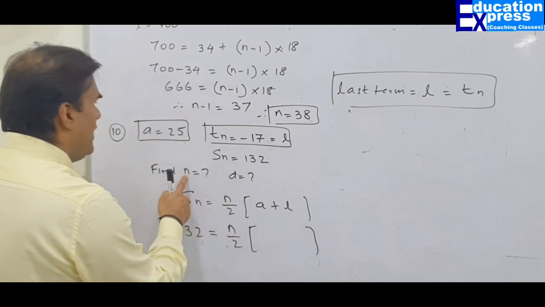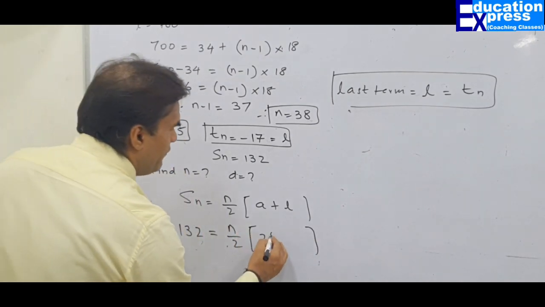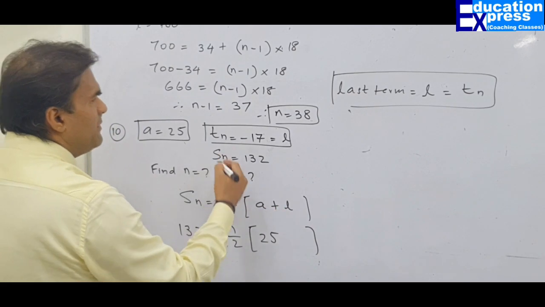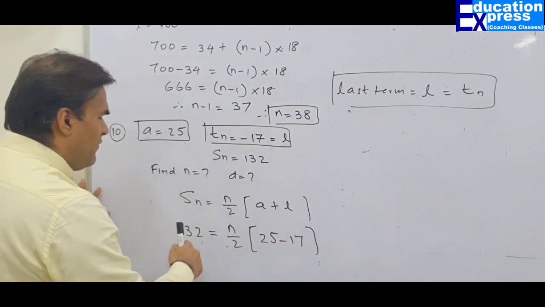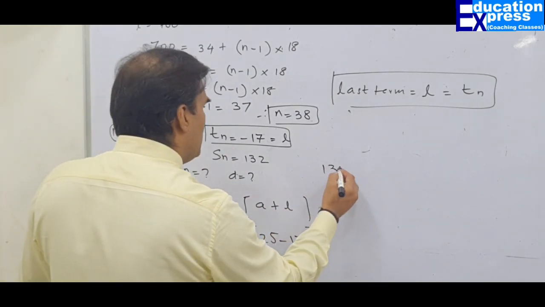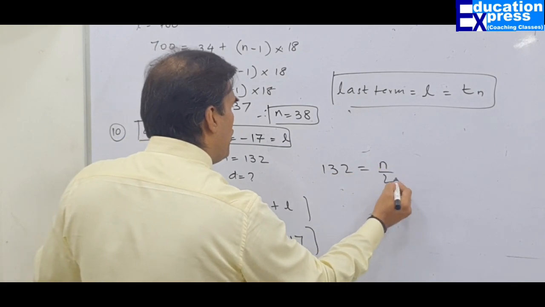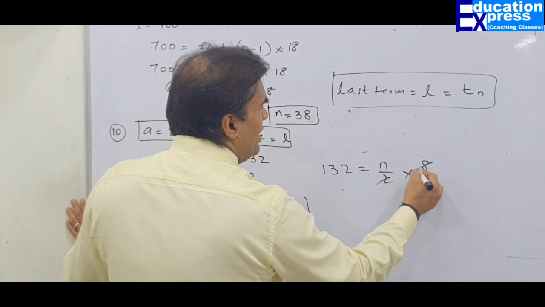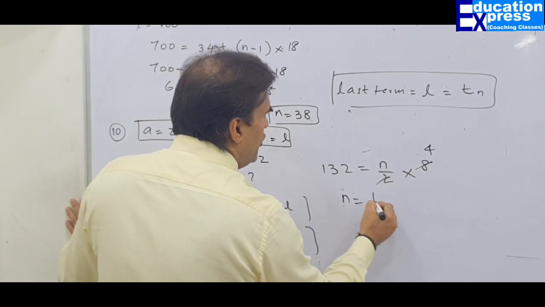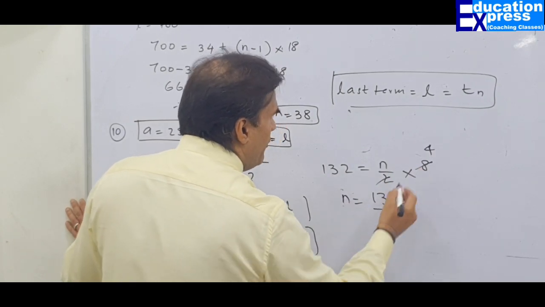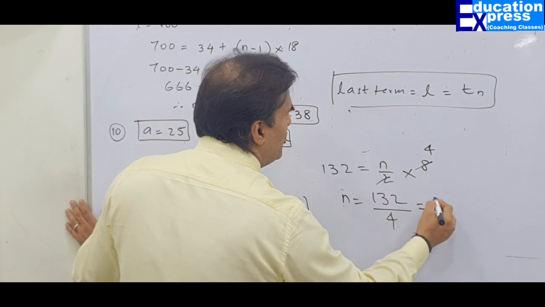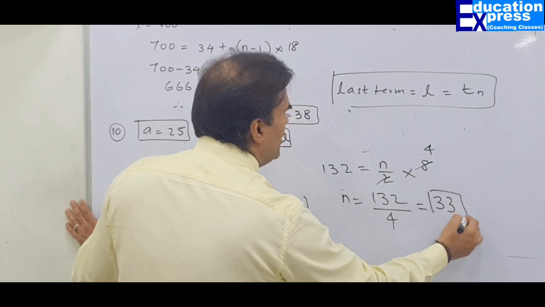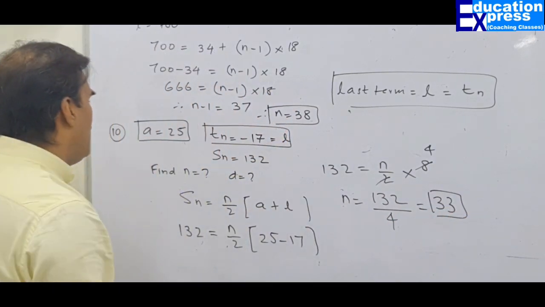So value of A is 25 and value of n is minus 70. Can we find this? Of course, so simple, sir. 132 equals n upon 2 multiplied by this, which is going to be 8. 1s are 4s are. So n is going to be 132 upon 4. That would be 33.